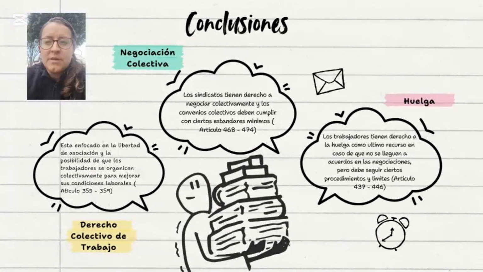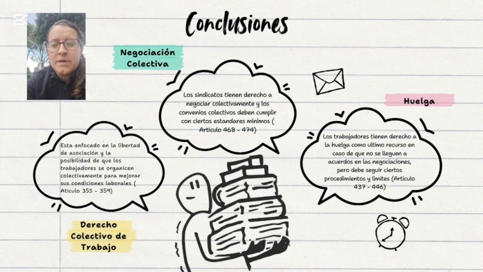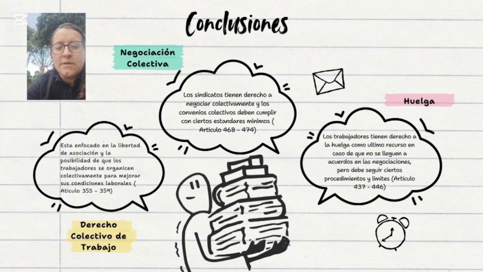Conclusion. Collective labor law focuses on freedom of association and the possibility for workers to organize to improve their working conditions. Collective bargaining: unions have the right to negotiate. Strike: workers have the right to strike as a last resort if they can't reach an agreement.